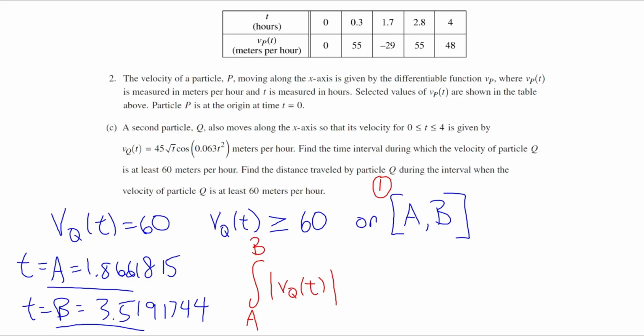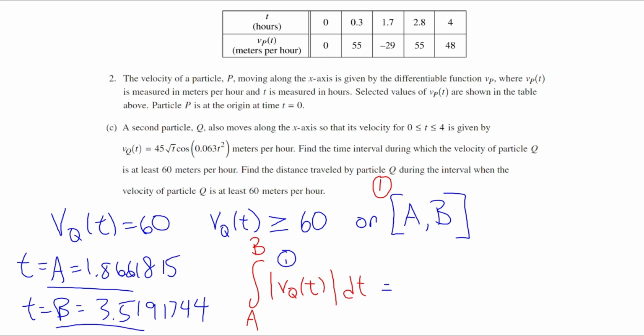Now, we could get away with not doing the absolute value here because we know that the velocity was greater than 60 on this interval, which means the velocity was never negative on this interval. But it's just good practice to put in the absolute value in case you're misinterpreting something, because the integral of the absolute value of velocity is always what you need to do to get your speed or your total distance traveled. And so we'll just do that on our calculator.